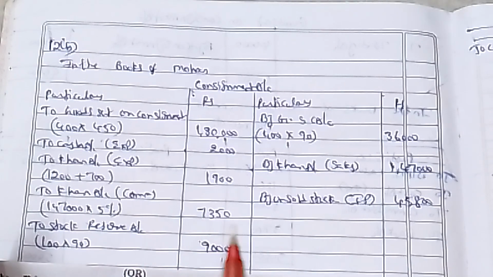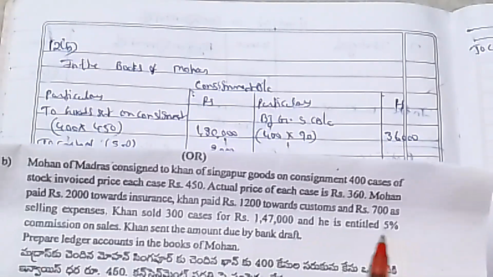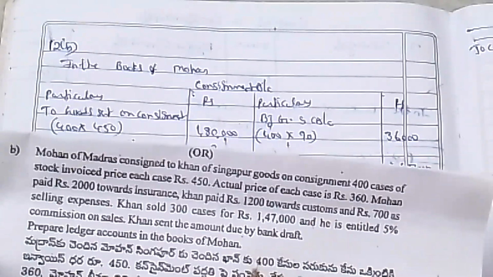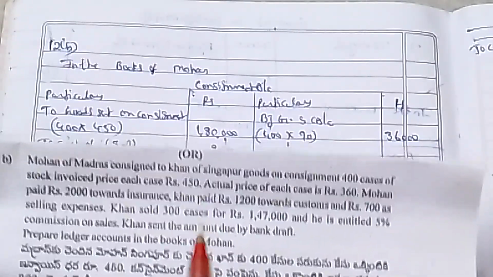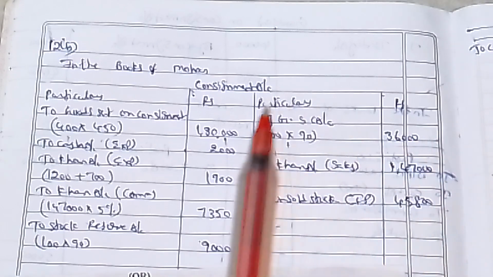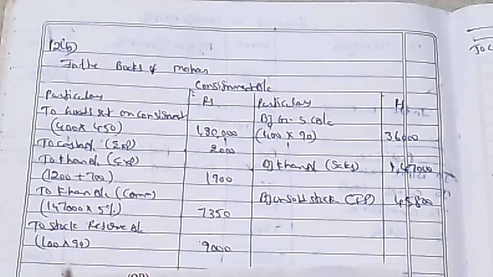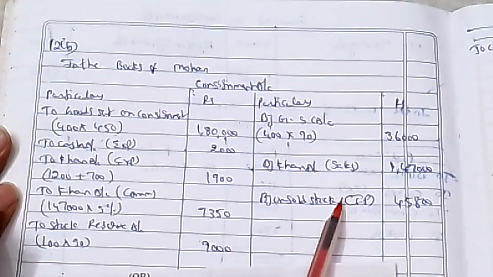Okay, so unsold stock is 100 units. For sending 400 cases, he sold 300 cases, remaining 100 cases. So 100 into 90 rupees, the additional price over invoice price. So 100 into 90, 9,000. That is the stock reserve. So we have to find out the unsold stock. Okay, so we have to see the working note.